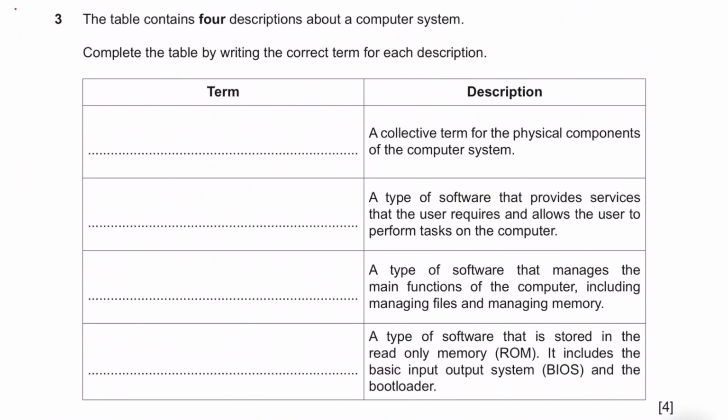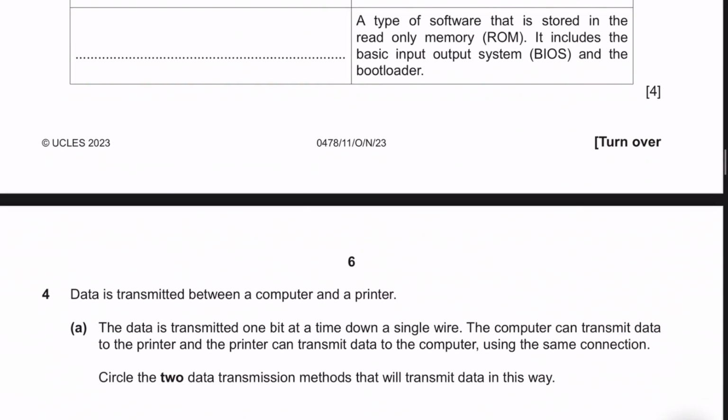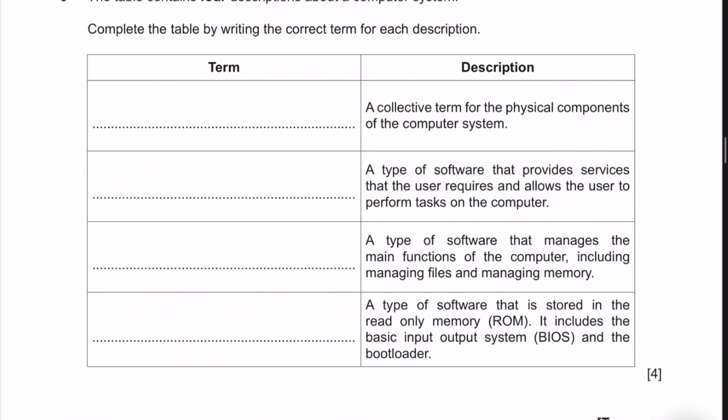Okay, question 3. The table contains 4 descriptions about a computer system. Complete the table by writing the correct term for each description. We've not been given any terms, I don't think. No, we haven't. A collective term for the physical components of a computer system. Well, the physical components equals the hardware. Now, with that in mind, I'm assuming there's going to be software somewhere.